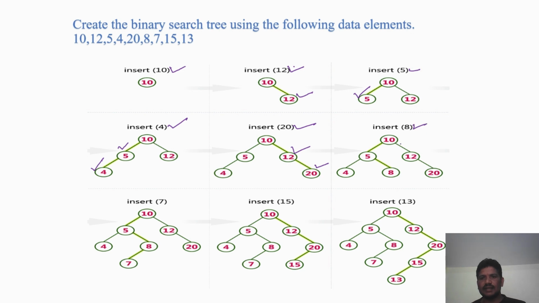Then what is the next one? Insert 8. The 8 is less than the 10, so it is placed in the left subtree. It is also compared with the 5. The 8 is greater than the 5. The 8 is placed over here.